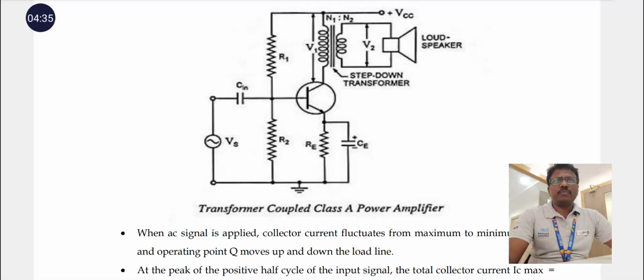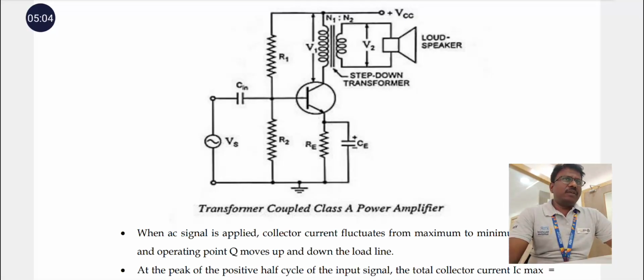So why the transformer? This is a favorite examination question. The transformer performs impedance matching, DC isolation, and voltage transformation. Finally, the loudspeaker: the amplified AC signal reaches the loudspeaker. The loudspeaker converts electrical energy into sound energy. So this is the final output.